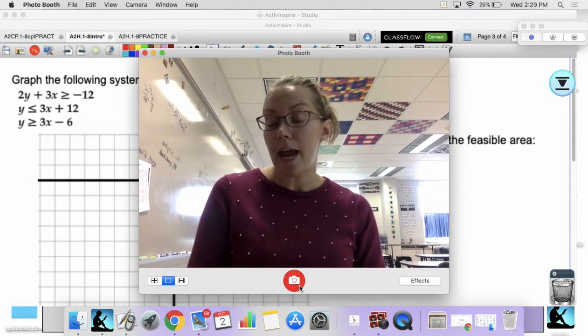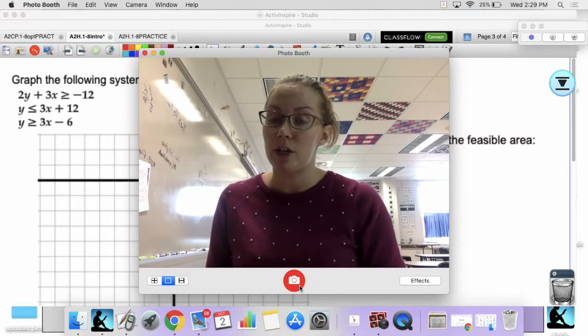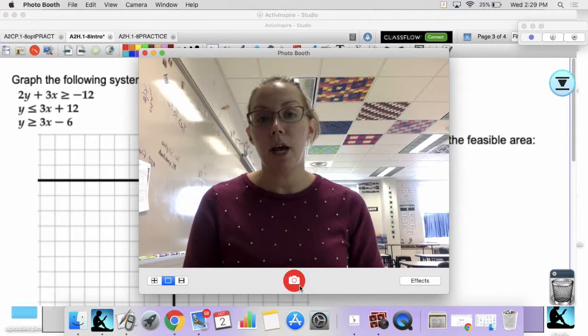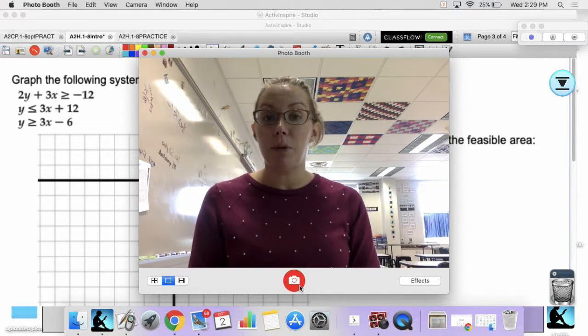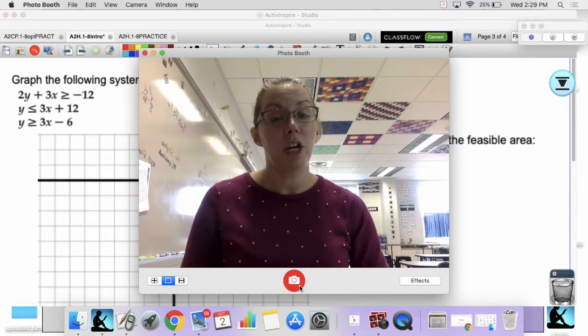Today we're going to look at linear programming. That's going to lead us into our discussion on optimization. And linear programming is really similar to stuff that you've already done in the past. You're going to be looking at a system of inequalities. So those are our graphs that are dotted, solid, shading. And since it's a system, it's going to be overlapping shaded areas.